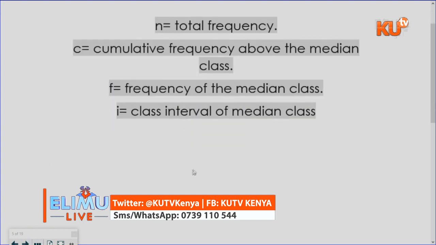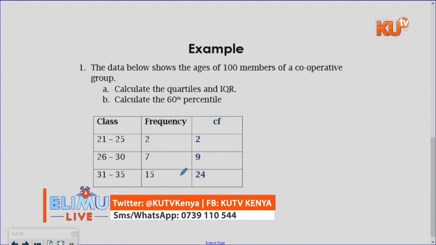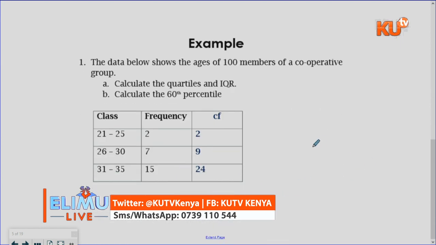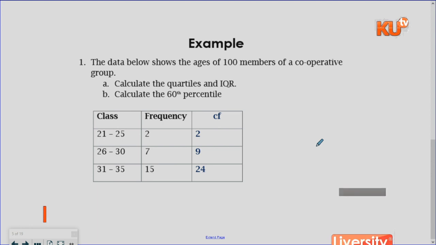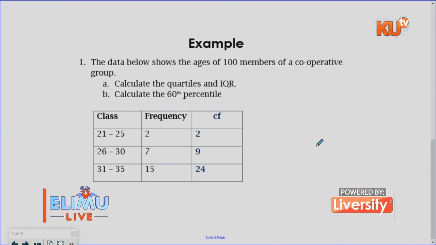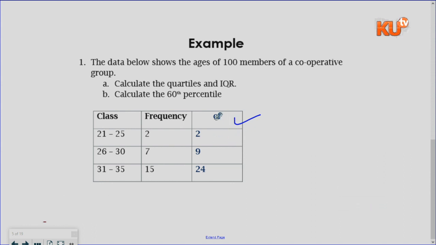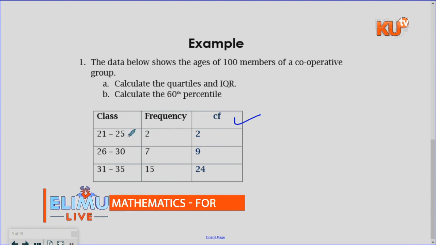So we can look at an example quickly. Example one. The data below shows the ages of 100 members of a cooperative group. Calculate the quartile and interquartile range. Then calculate the 60th percentile. You can see this column with the CF. This one was added. In a paper, you will not have this. You are supposed to add it yourself. That's why it has a different color. What you are given is only the class and the frequency.